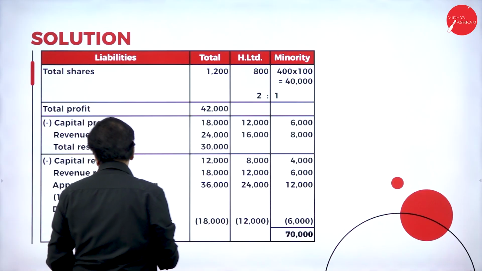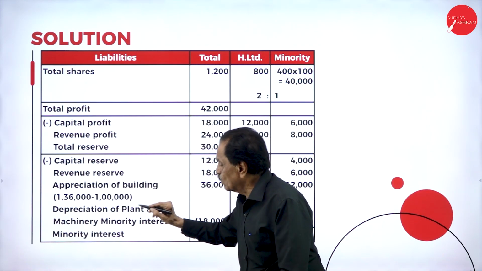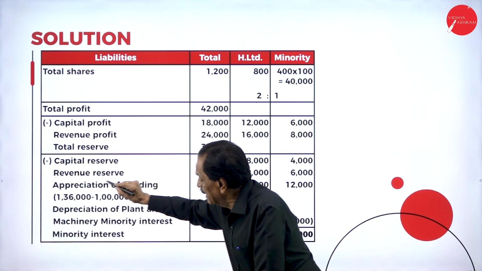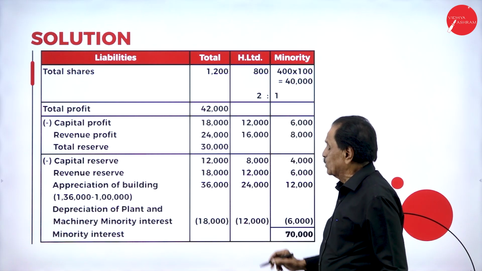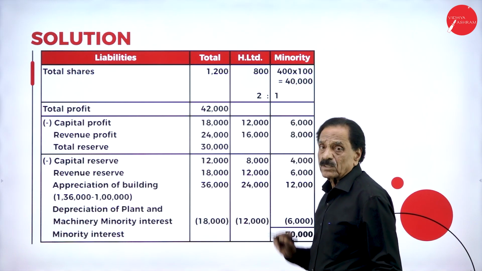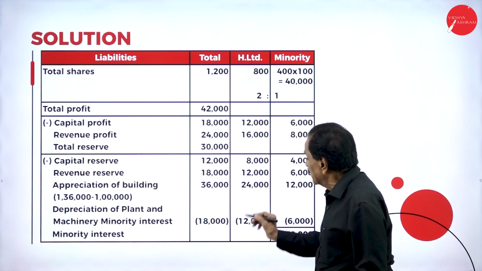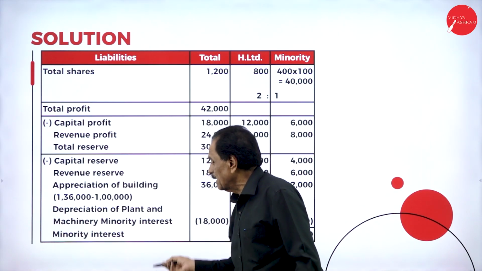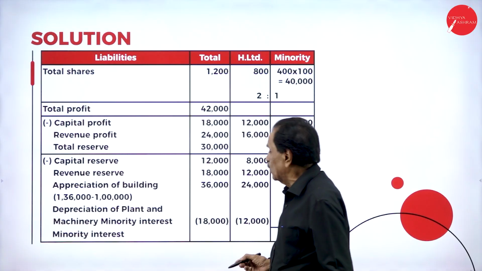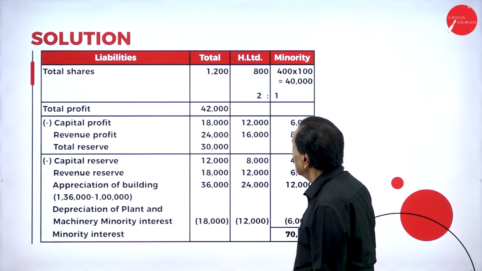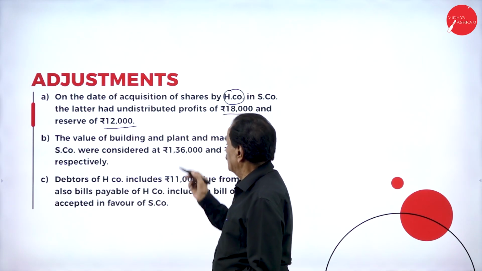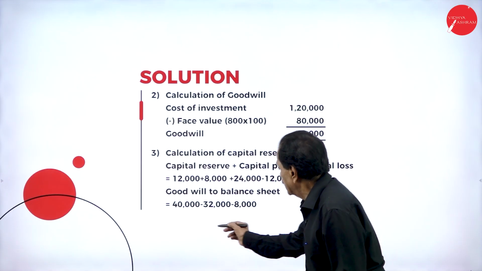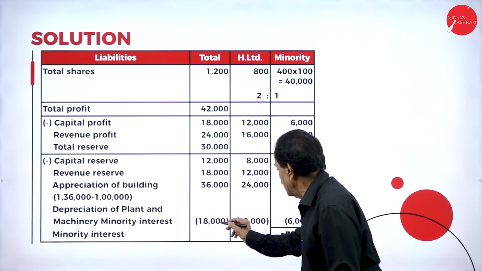Appreciation of building. So here we have 1 lakh rupees in the balance sheet. In the adjustment it is 1,36,000. How much more? 36,000 is a capital profit. Divide: 24,000 and 12,000. Then the plant and machinery has been reduced. What's the value of the plant here? 50,000. Now it becomes 32,000. There is a depreciation of 18,000.